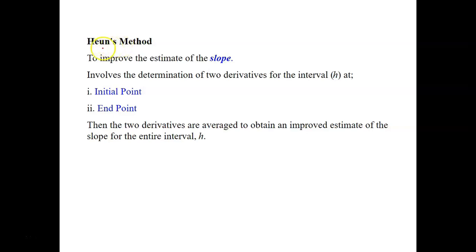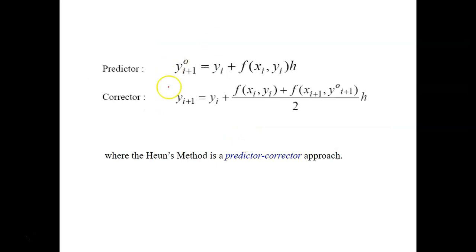Okay, the next method in this chapter is Heun's method. In this method, we are actually improving the answer by improving the slope. We do a little bit of a twist on the slope in order to get a better estimation for the answer. So this method involves determination of two derivatives for the interval h, at the initial point and end point. Then the two derivatives will be averaged to obtain an improved estimate of the slope for the entire interval h.